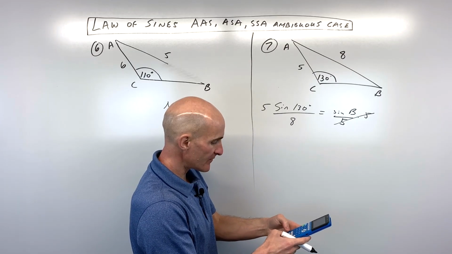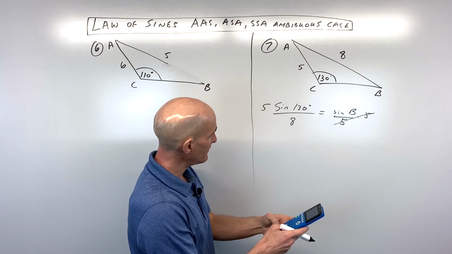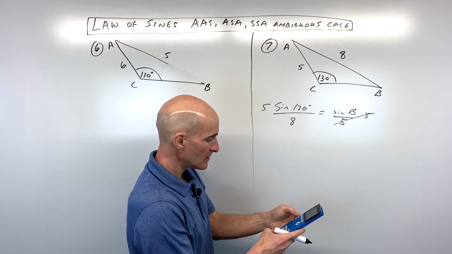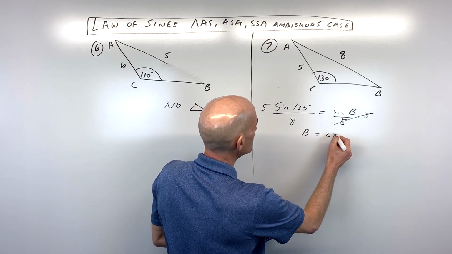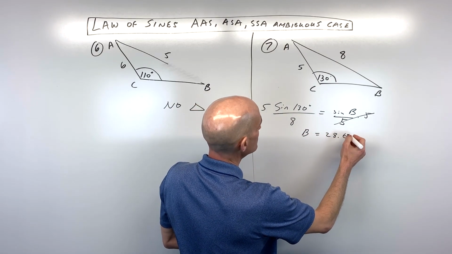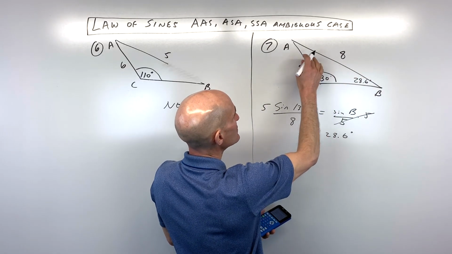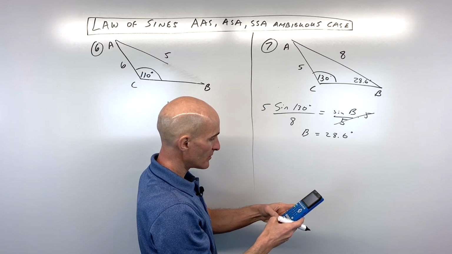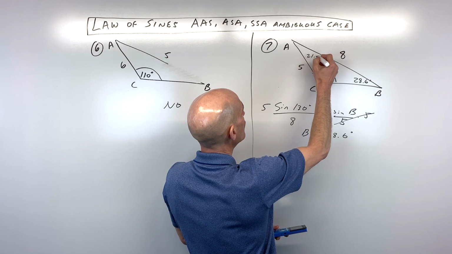Check my work. 5 sine of 130 divided by 8, and then we're going to take the sine inverse of that answer, and we're getting 28.6 degrees. And if we add these up and subtract from 180, we can find angle A. So 28.6 plus 130, take that away from 180, we get 21.4 degrees.